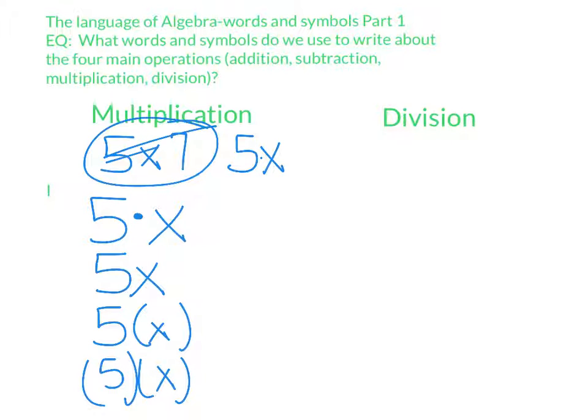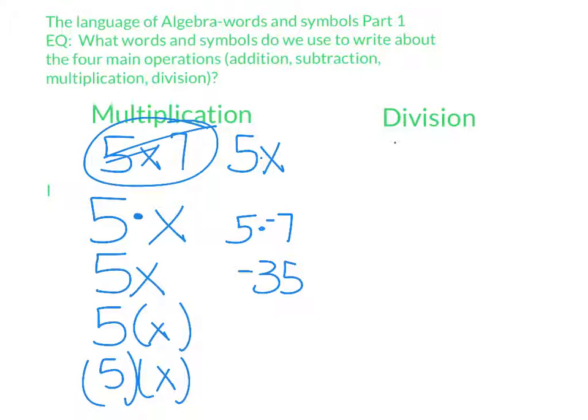If we want to do 5 times negative 7, we have to include that dot, because otherwise it just looks like 5, negative 7, or 5 minus 7, which is kind of confusing. So this particular one, for example, would be negative 35, because it's 5 times negative 7.